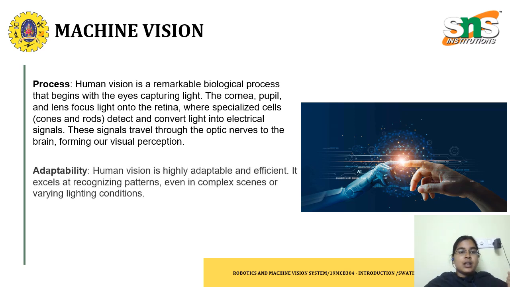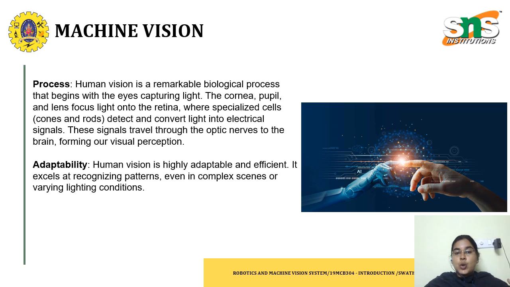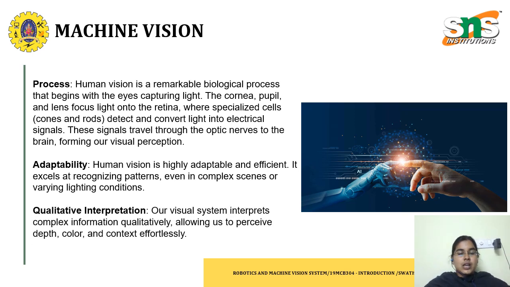Adaptability. Human vision is highly adaptable and efficient. It excels at pattern recognition even in complex scenes or varying lighting conditions. Qualitative interpretation. Our visual system interprets complex information qualitatively, allowing us to perceive depth, color, and contrast effortlessly. So these are the three major things our human eye does precisely.